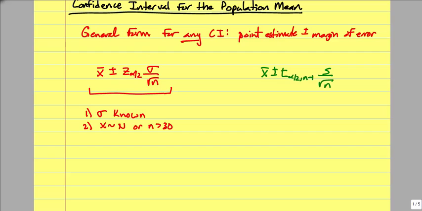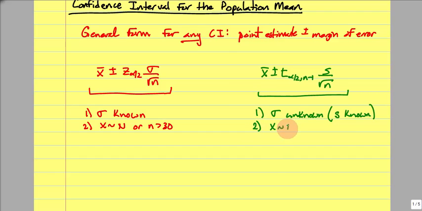Now the t is the one that's new here. What conditions have to be met in order for me to use the t distribution? Well, first of all, sigma is unknown. And if sigma is unknown, I use the sample standard deviation in its place. So s is known, and so that's why I have s here. s is my sample standard deviation. And then the second criteria that must be met is the underlying population is normally distributed, or again, my sample size is greater than 30.